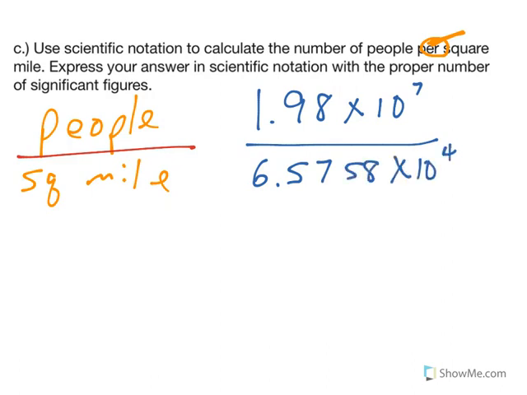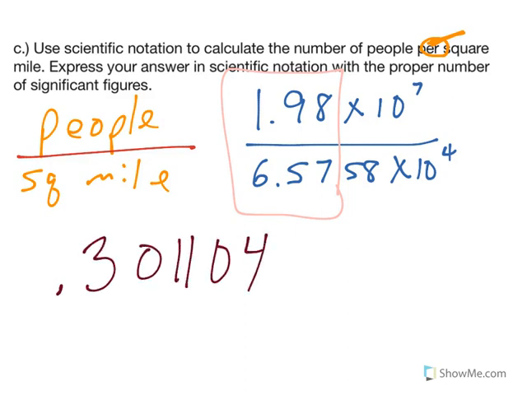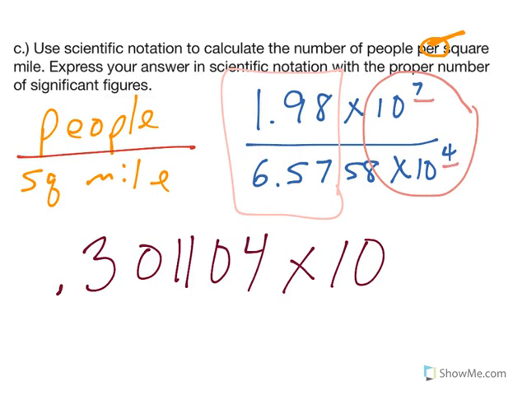And now we can do just a little division. So we start with our numbers, and we just divide 1.98 divided by 6.57. And I get an answer something like 0.301104. And it goes on further than that, but I'm going to go ahead and just stop it there. And then we do our exponents. Division, same base, we subtract. 7 minus 4 is 3.